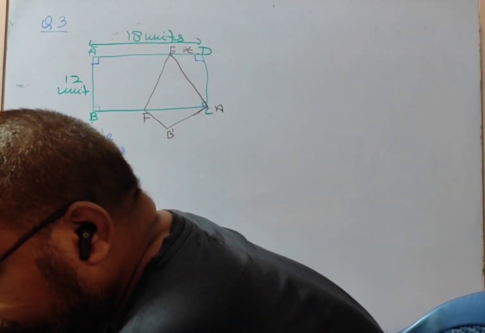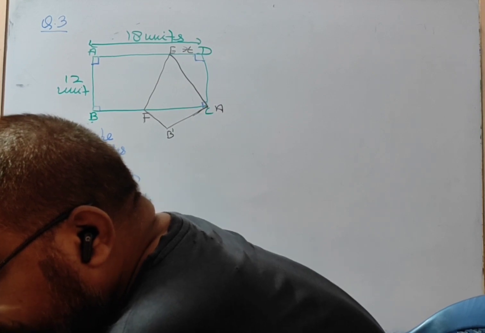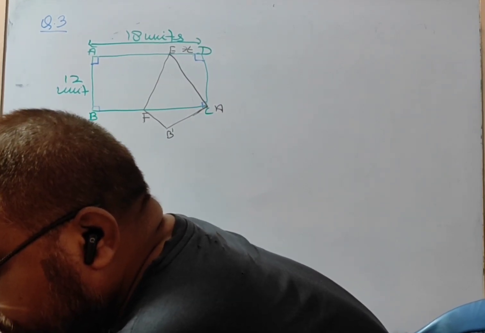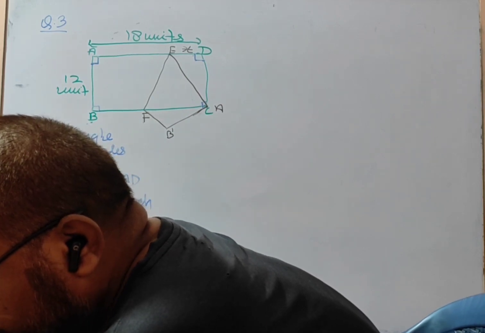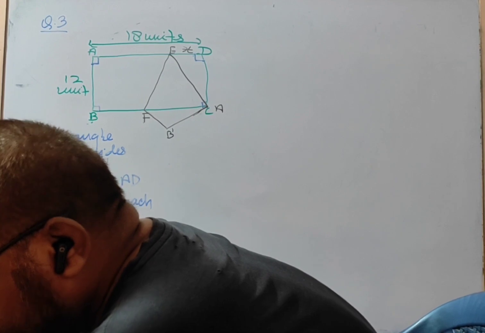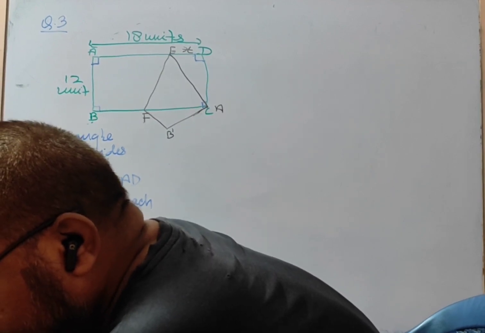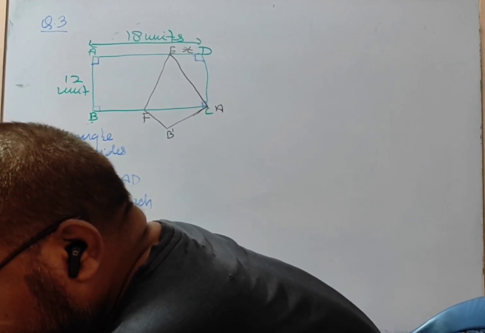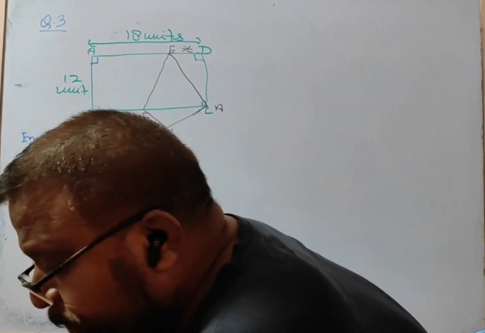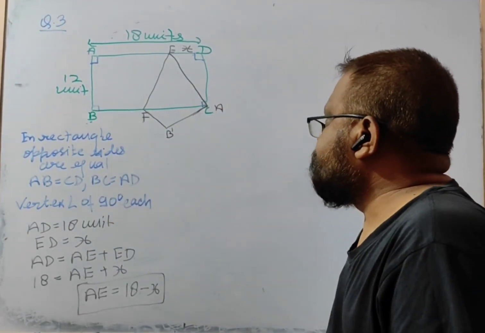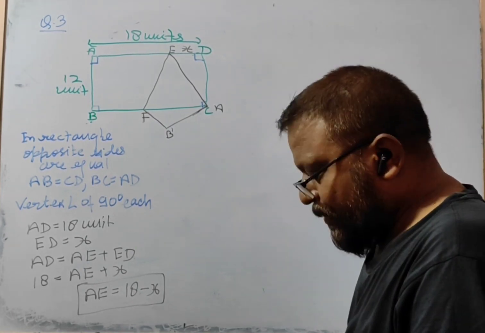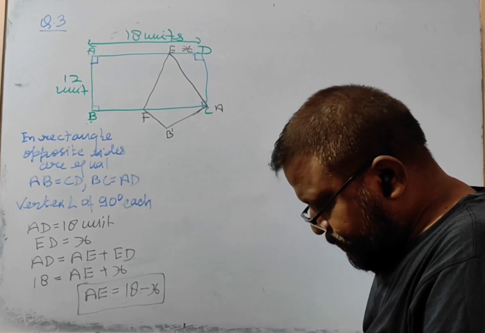Now find the X by using Pythagoras theorem in a triangle CDE. Okay, I know that. CDE. So we have to find the value of X by using Pythagoras theorem, right? Okay.